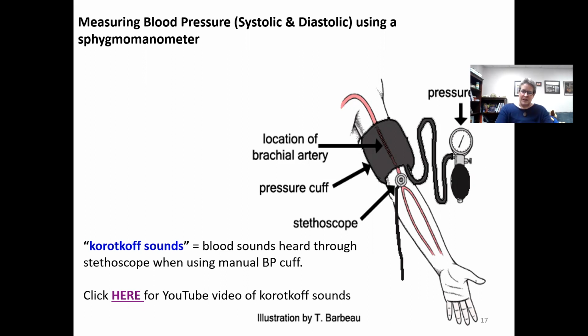You keep listening, and the sounds called Korotkov sounds, the blood sounds, get a little bit louder, and then they start to fade. And when the sounds completely go away, you look at the gauge and you write that number down. That's the diastolic pressure. When the pressure has gone away, what is happening is the cuff has released so much that the artery is wide open and there's no more resistance to blood flow through it. And so you don't hear the sounds.